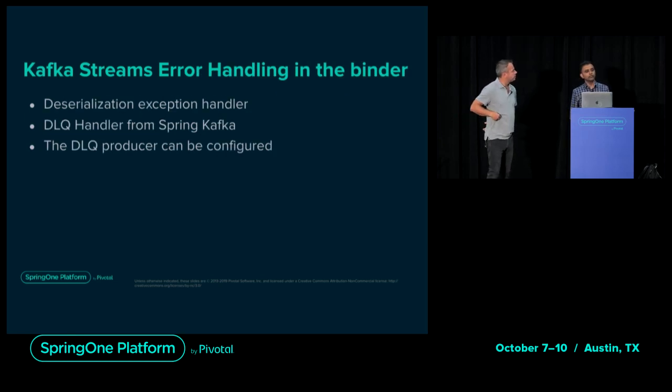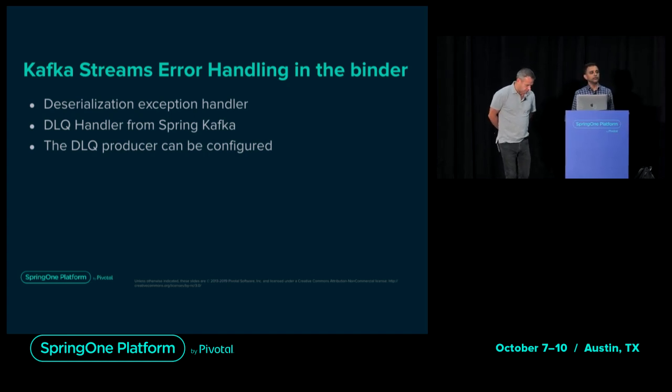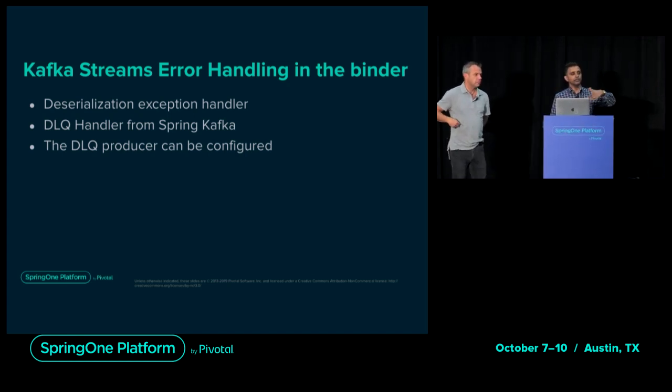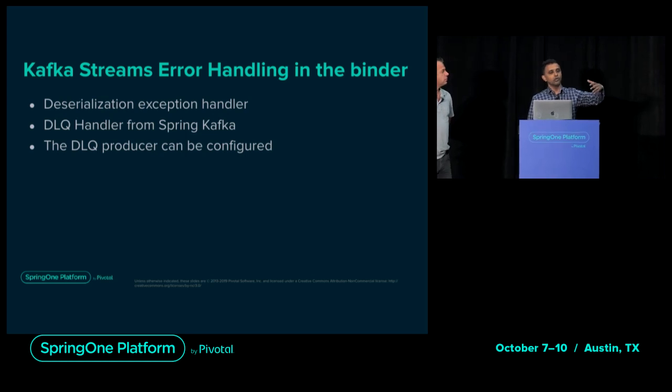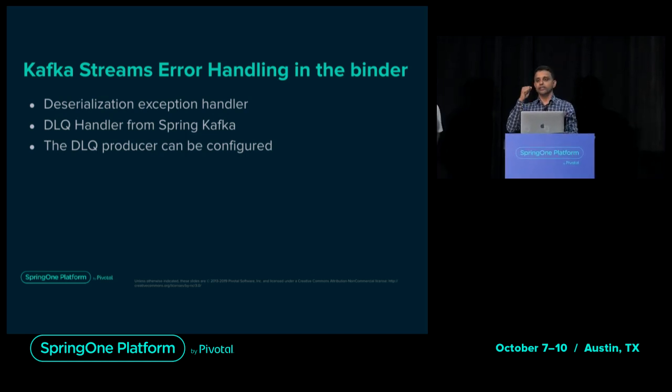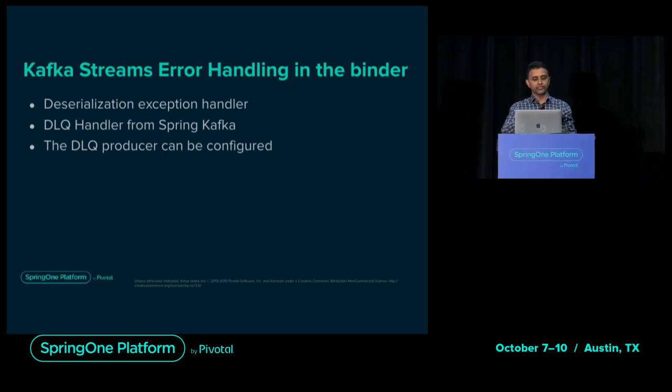The Kafka Streams binder also supports error handling. By default, Kafka Streams allows you to log the error and skip it, or log and fail. By default, I think it logs and then fails, so your application crashes if there are any deserialization exceptions. The majority of the time, errors in a Kafka Streams application happen when you deserialize and it cannot deserialize. But Spring Cloud Stream adds another level of deserialization handler.